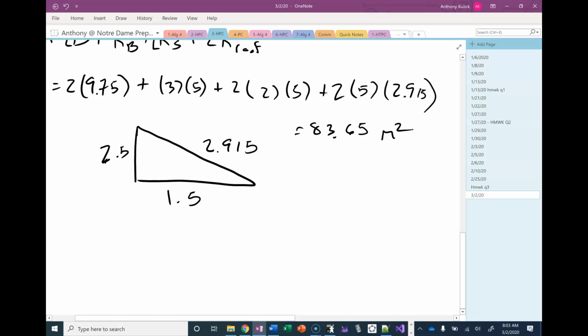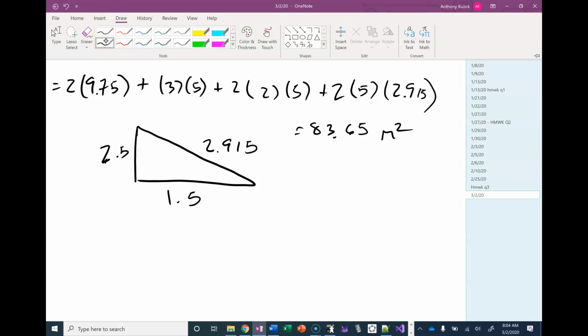Does that feel okay there? So again, just breaking it down into sub pieces really made life a lot easier there. And in general, that's a really effective strategy when you have a kind of complex looking figure. So you're welcome.